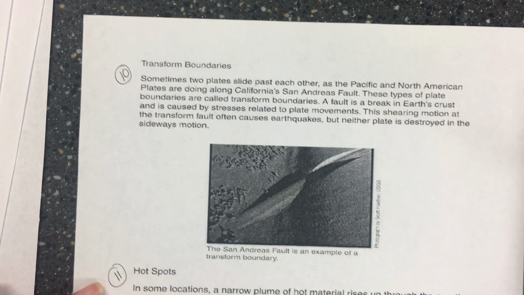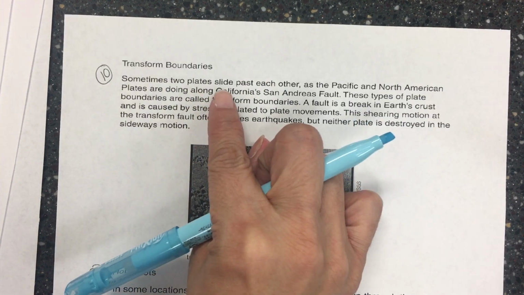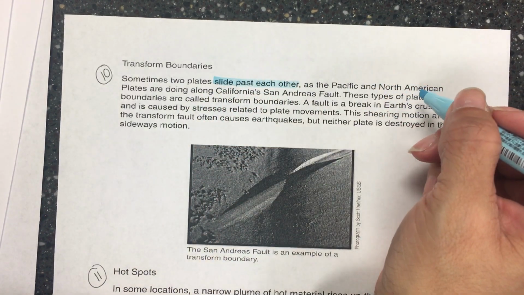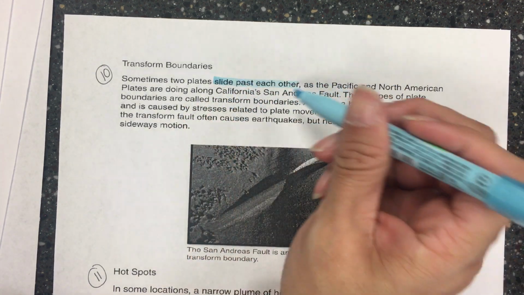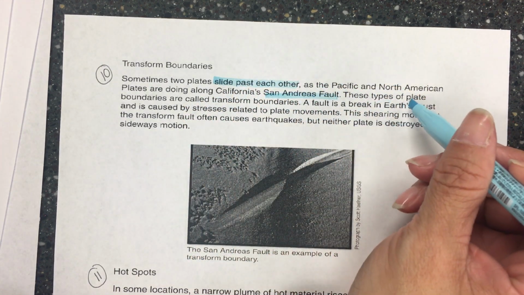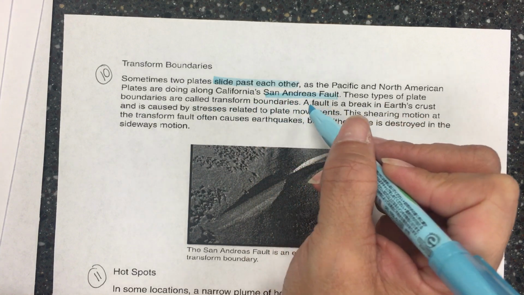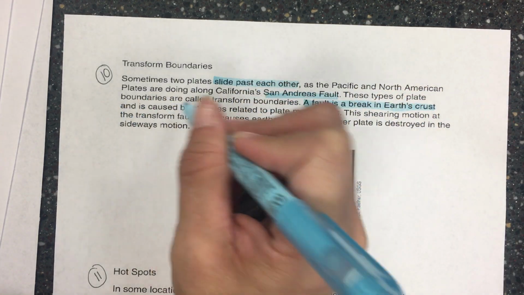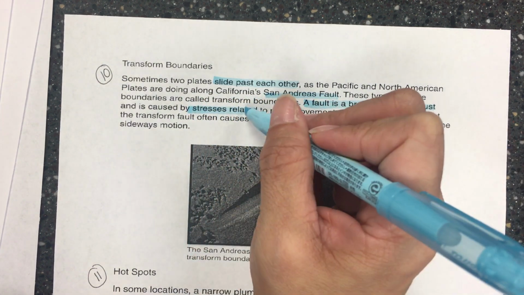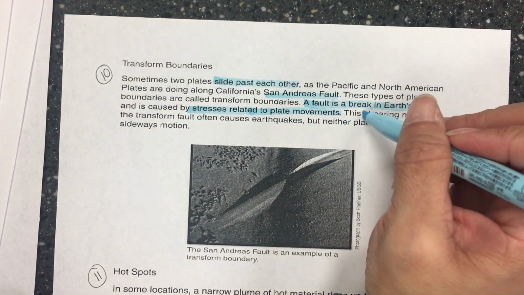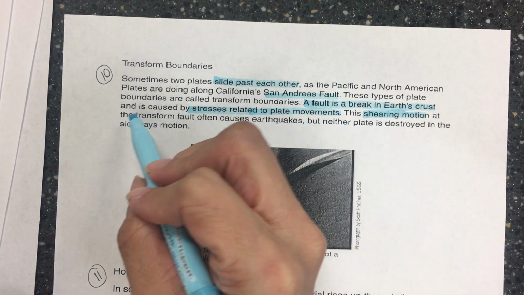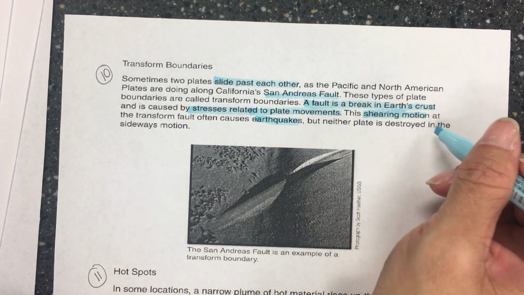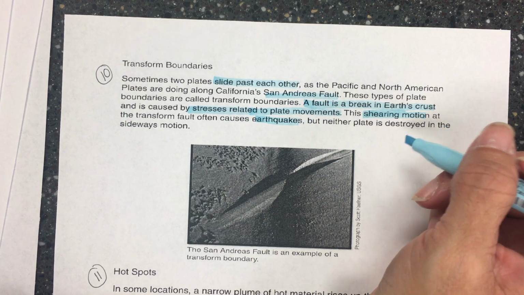The next one is transform boundaries. Sometimes two plates slide past each other, as the Pacific and North American plates are doing along California's San Andreas Fault. These types of plate boundaries are called transform boundaries. A fault is a break in the Earth's crust and is caused by stresses related to plate movements. This shearing motion at the transform fault often causes earthquakes, but neither plate is destroyed in the sideways motion.